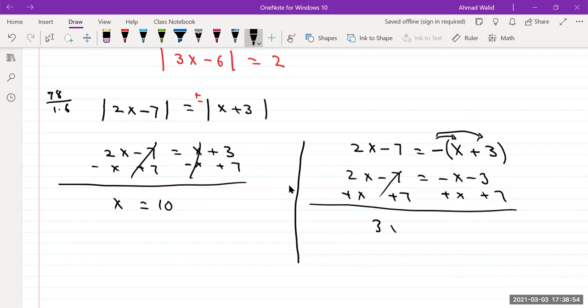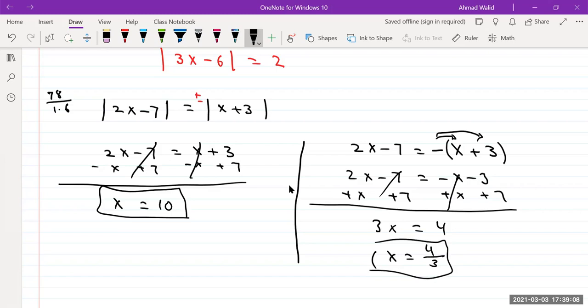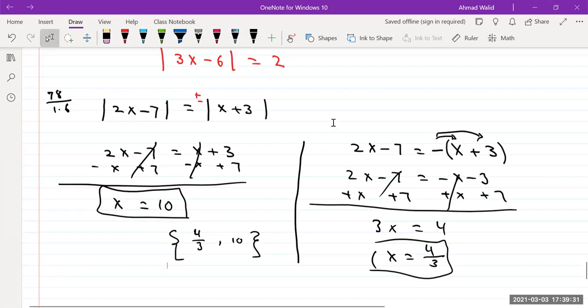2x plus x gives you 3x. Here, negative 3 plus 7 gives you 4. Then x equals 4/3. Divide both sides by 3. But at the end, definitely, you have to check your answer. And as I see in my book, yes, 4/3 and 10, they are the solutions of this equation. Correct? This was all about absolute value equations. I'll stop the lecture and see you in section 1.7.